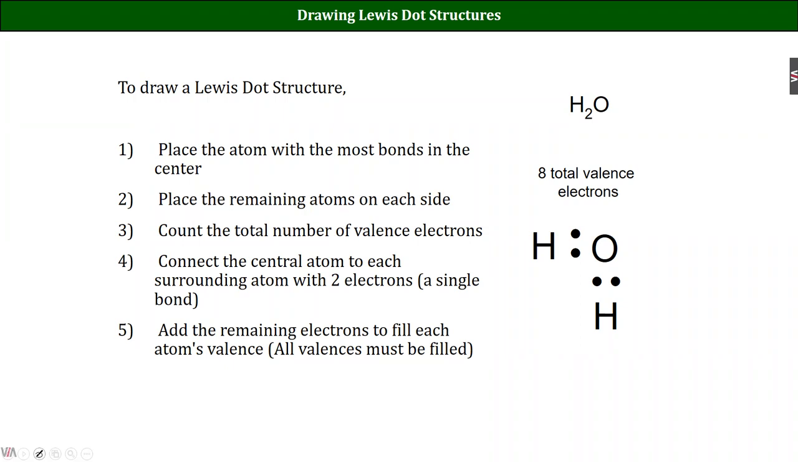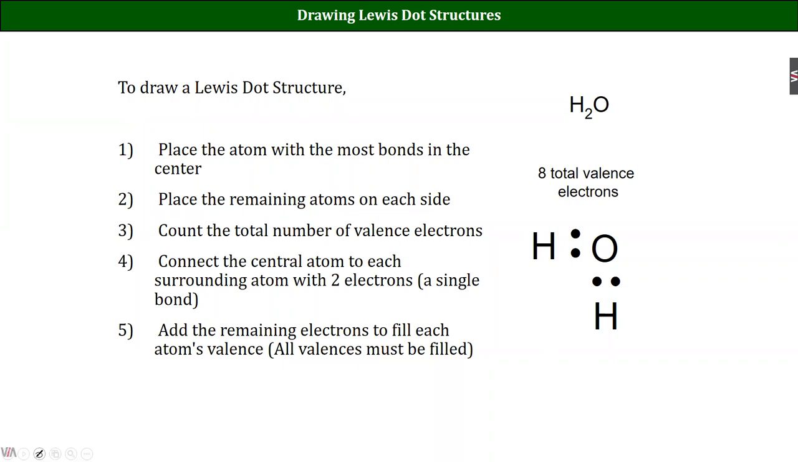Now what we want to do is we're going to take the electrons that we have left. So we started with eight valence electrons. Now we have four electrons left. And we need to arrange them so that everything has a full valence. How many electrons are around this hydrogen right now? Two. And how many electrons does a hydrogen need to have a full valence? A total of two. So this hydrogen is satisfied. It's got a full valence. It's stable. Same for this hydrogen, right? They're identical.